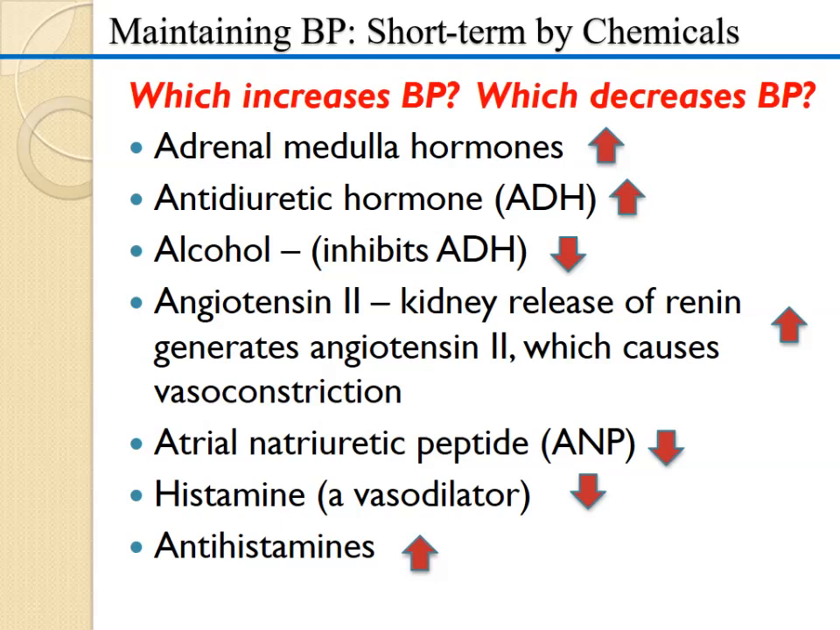Atrial natriuretic peptide, ANP. This is a hormone coming actually out of the atrial cells of the heart, oddly enough. This is one of the weaker feedback loops we get, but it is one that decreases blood pressure. And then histamine tends to be a vasodilator. So it is a decrease in blood pressure as well.